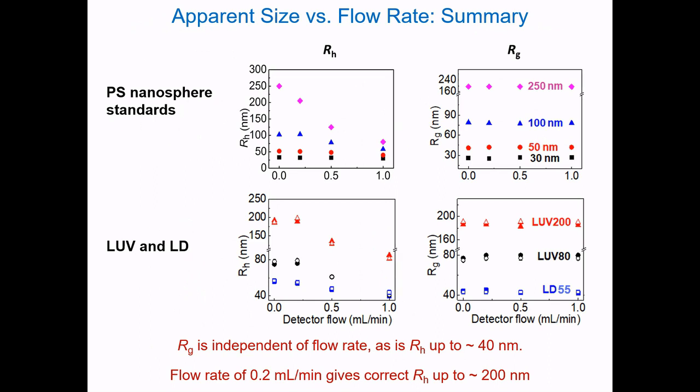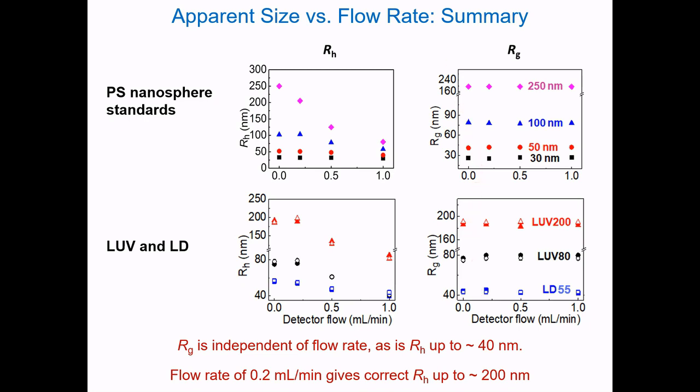The radii determined in batch as well as in flow mode for all soft particles studied are collected in these figures. Regardless of the detector flow rate, the determined radii of gyration are, for all soft particles, comparable to the values determined in batch mode. The radii determined in batch mode are represented at zero detector flow rate.